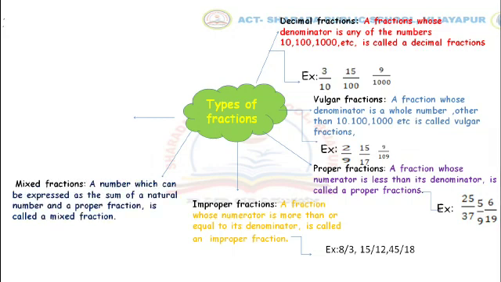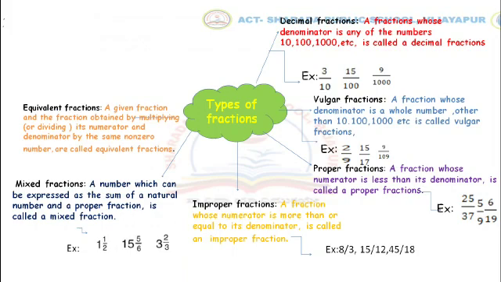Mixed fractions: a number which can be expressed as the sum of a natural number and a proper fraction is called a mixed fraction. For example, 1 integer 1 by 2, 15 integer 5 by 6, 3 integer 2 by 3. Equivalent fractions: a given fraction and the fraction obtained by multiplying or dividing its numerator and denominator by the same non-zero number are called equivalent fractions. Example, 2 by 4, 3 by 6, 4 by 8, 5 by 10, 6 by 12, 7 by 14 are equivalent fractions.